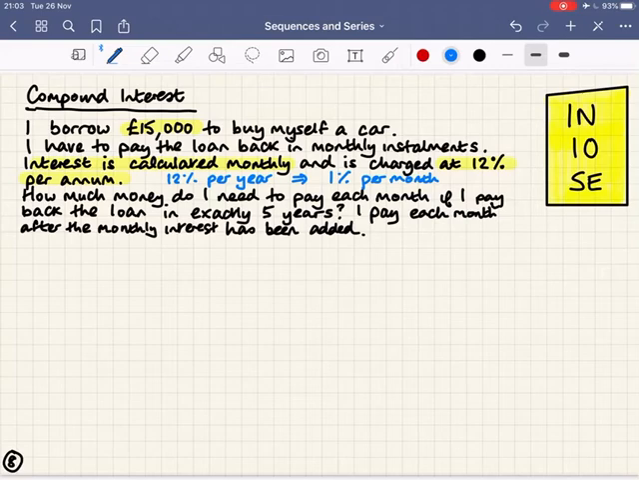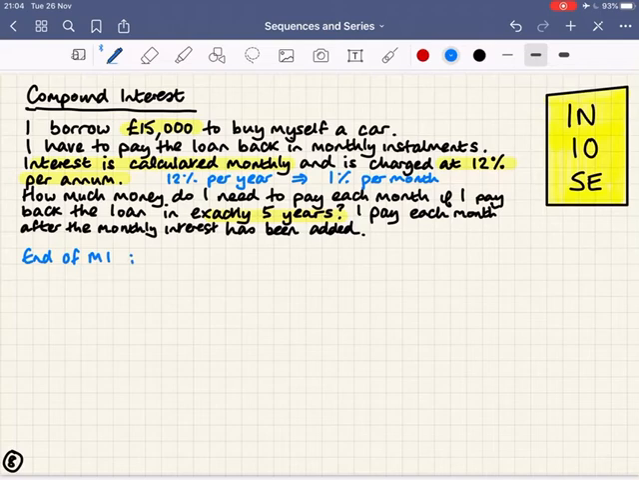How much do I need to pay if I want to pay off the loan in exactly 5 years? So 5 years is interesting here. And also, I pay each month after the interest has been added. So let's model here exactly what this looks like. How much do I owe at the end of month 1?